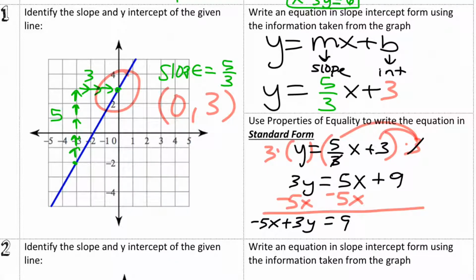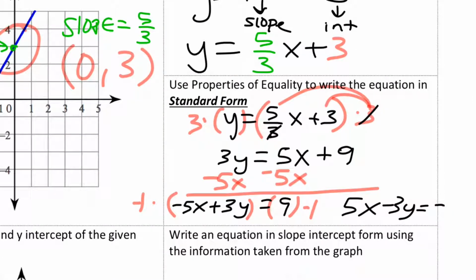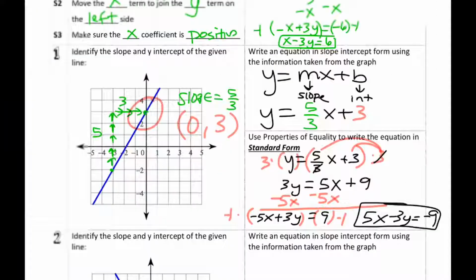And of course, our last thing is that this is not a positive x, so we have to multiply by a negative 1 on both sides, or to everything, so that we can get our positive x. And this gives us 5x - 3y = -9. And so there we had an equation. Well, even more than that. We had a graph. We wrote it in slope-intercept form. And then we wrote it in standard form. So now we know how to take a graph and write two different equations that actually represent the graph.